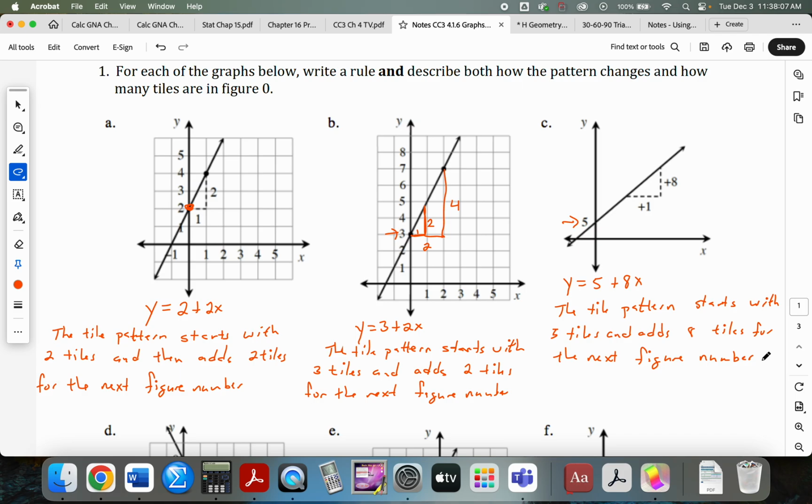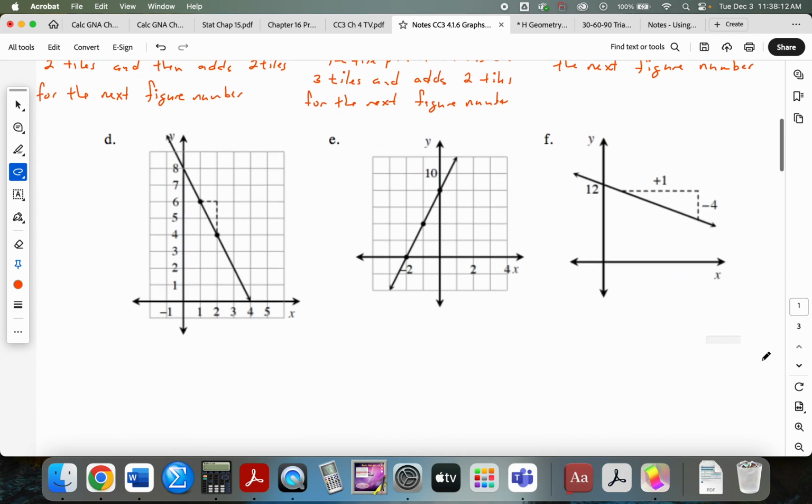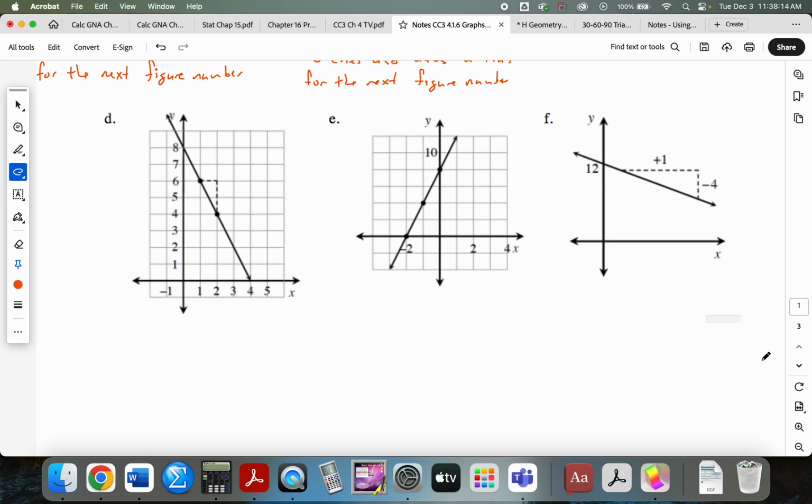Any questions about those first 3? All right, let's look at the next 3. These are a little bit different. We'll still do the same thing. Where do we start? At 8. But here, when we move to the right one, we're not moving up, we're moving down. So we'll call that negative 2. So it'll be 8 minus 2x.